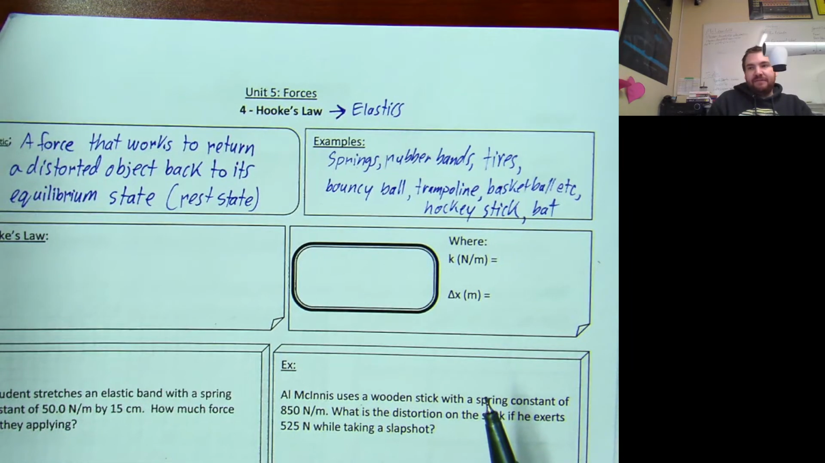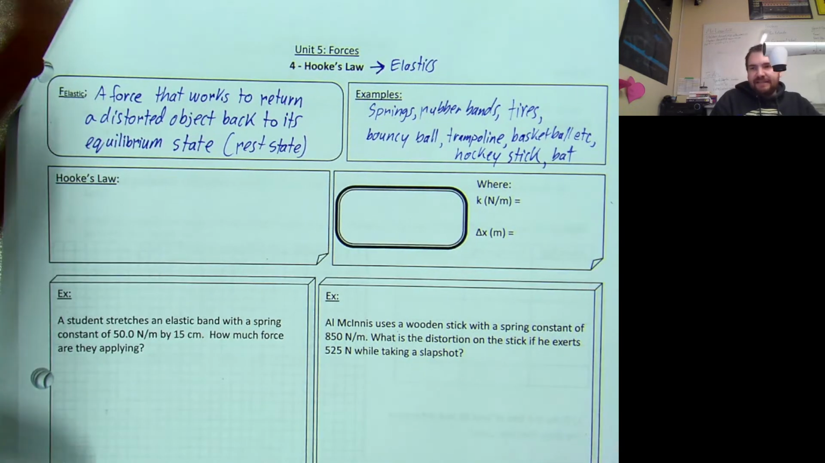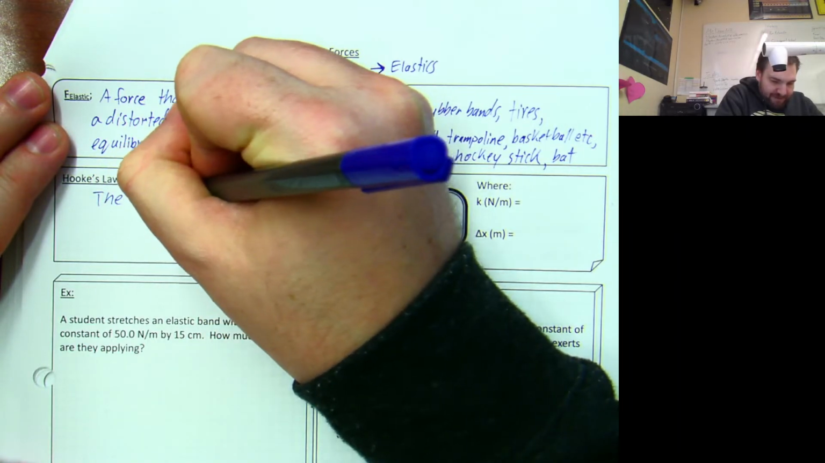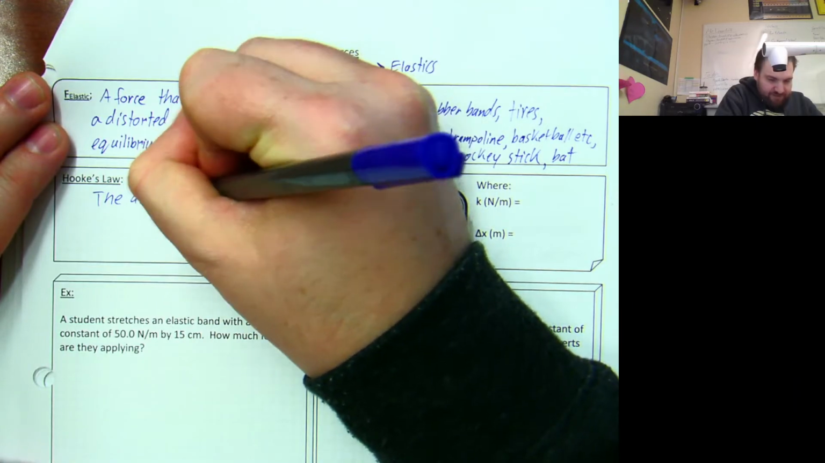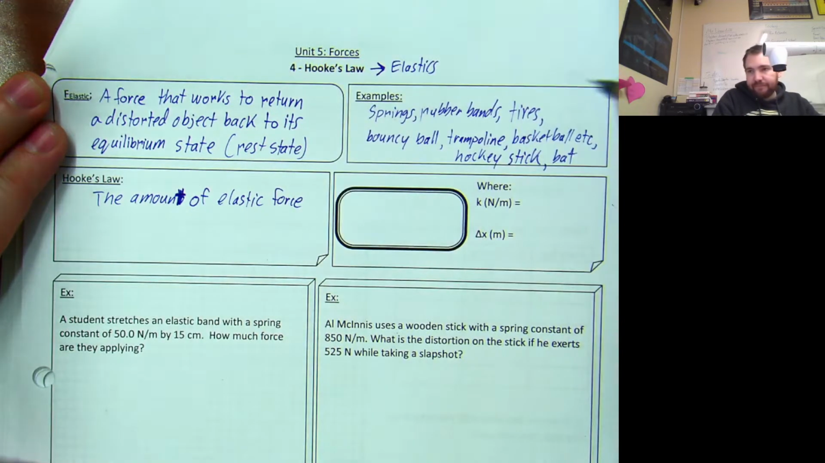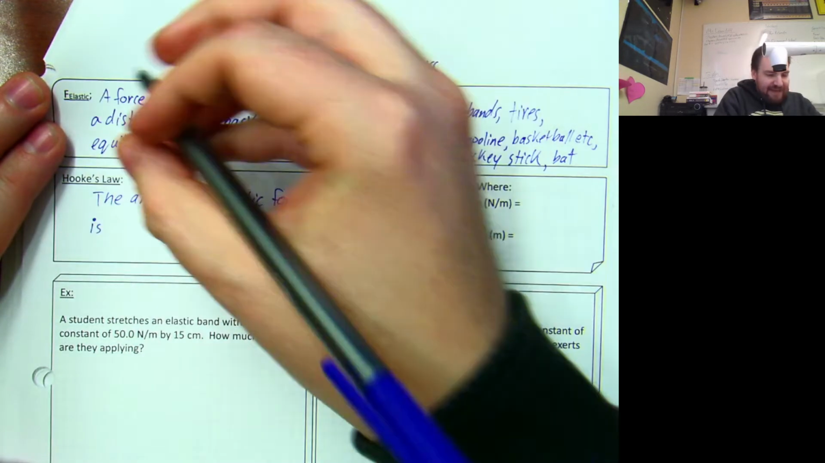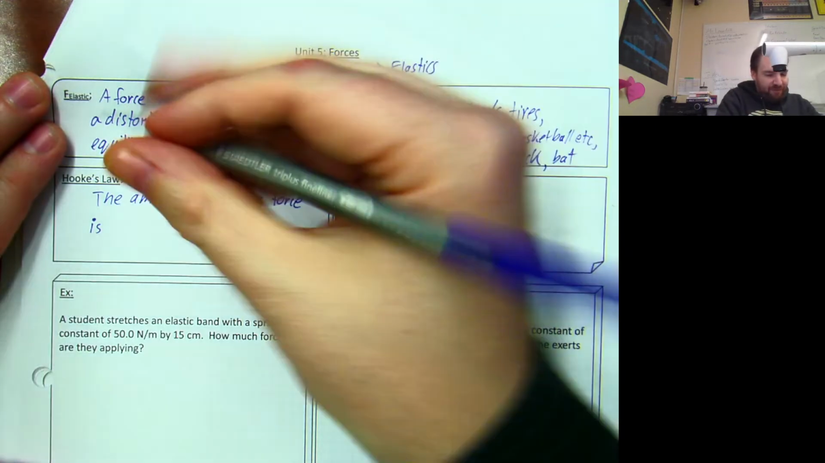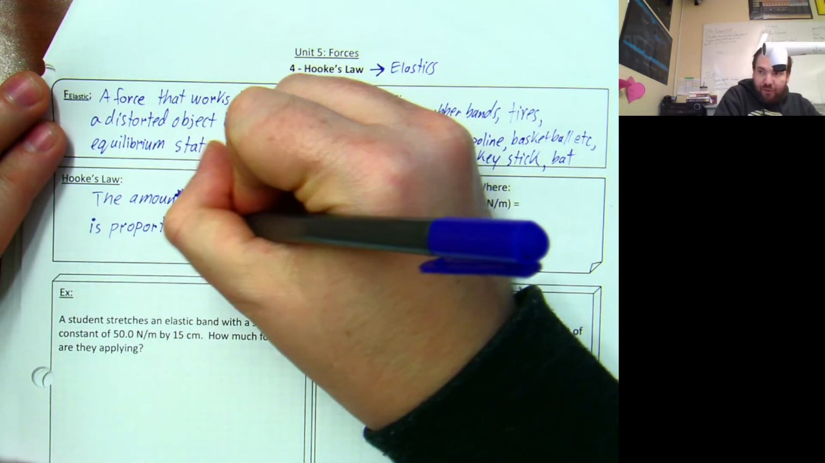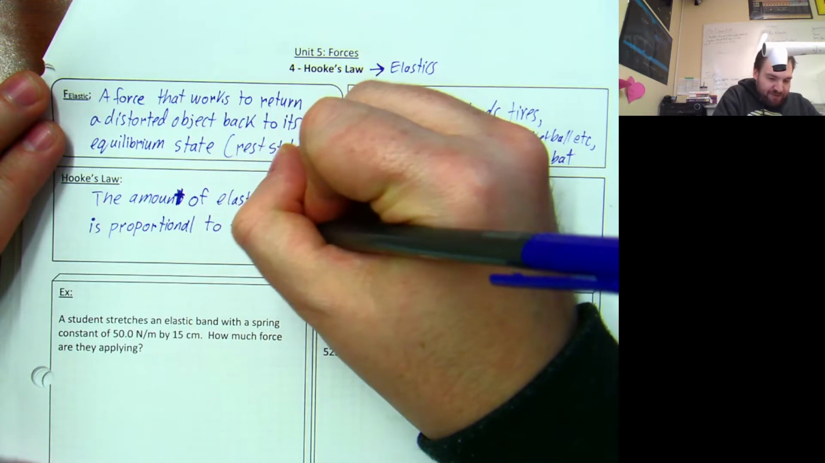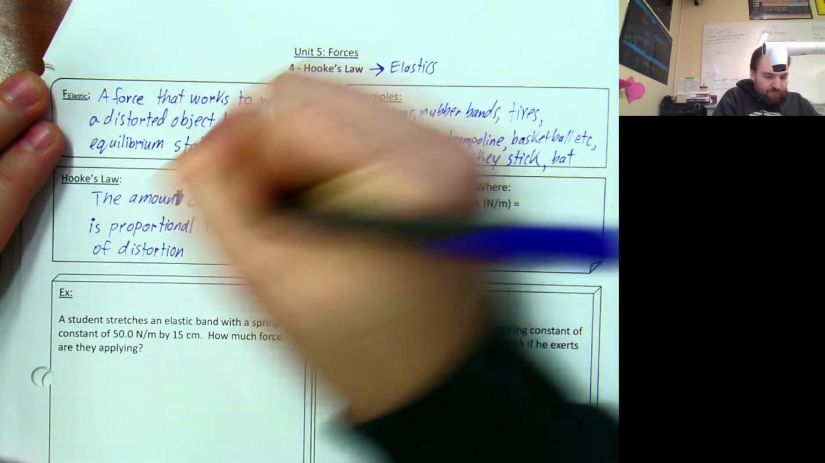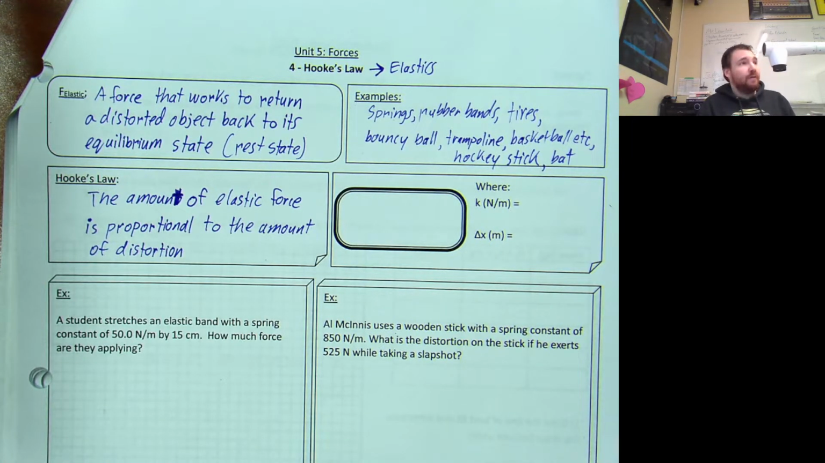So here's what Hooke's law is. Hooke's law states that the amount of elastic force is, in the language I've said but we haven't written, I'm going to use it properly here, proportional to the amount of distortion. What do you think that means? Connor.